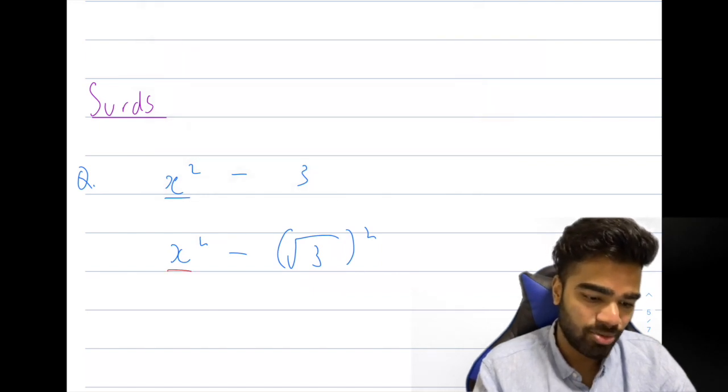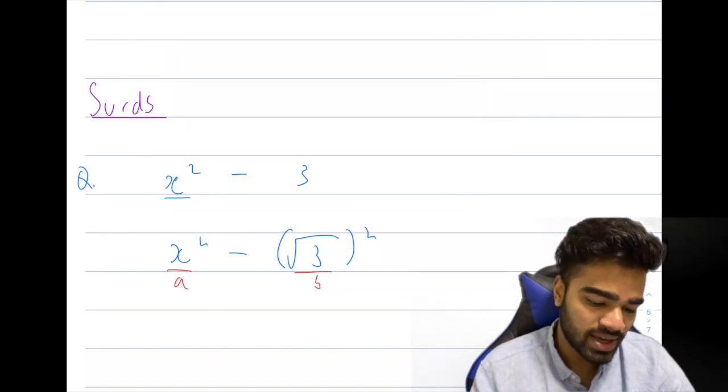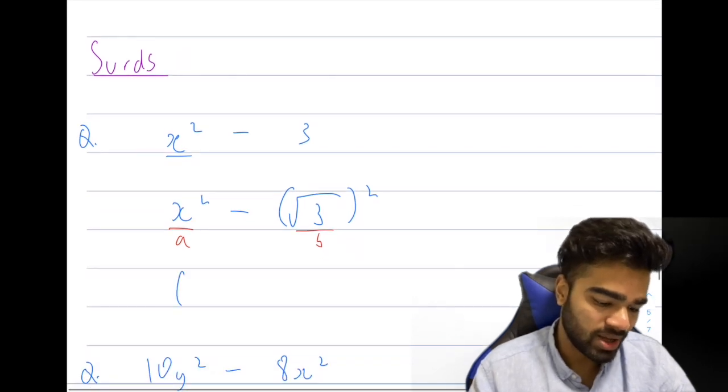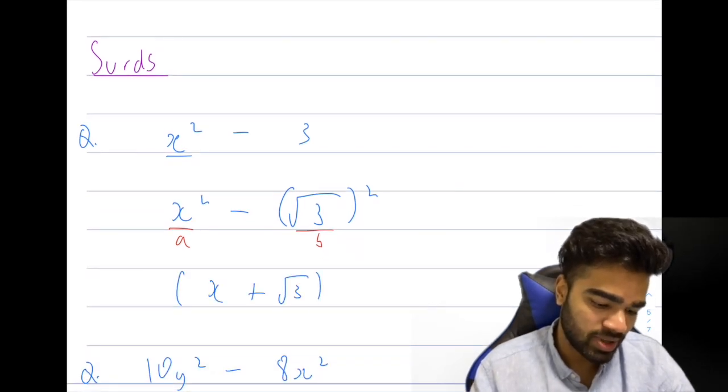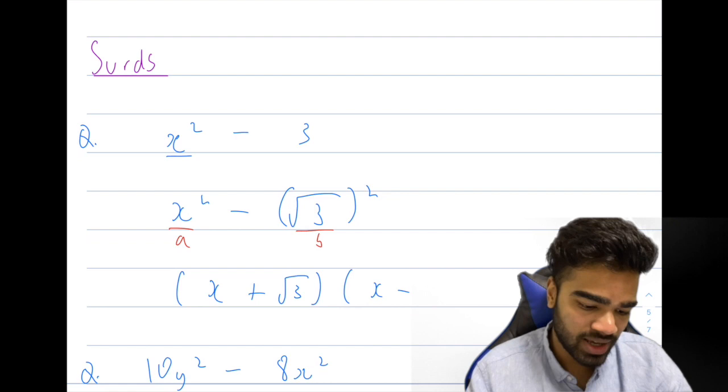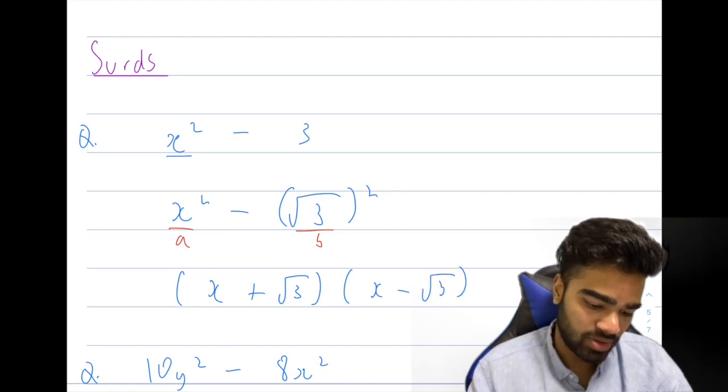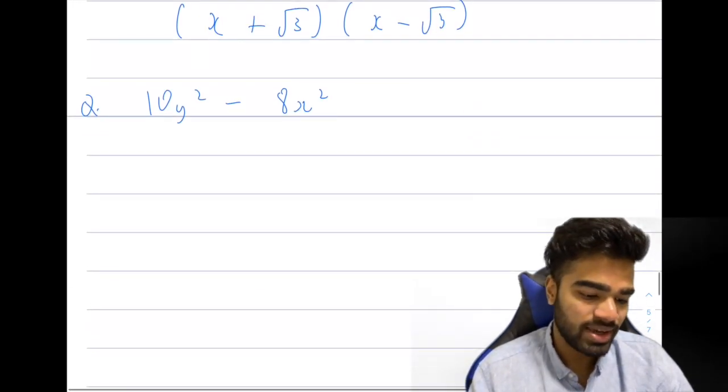In other words, it still remains the same. This is x, so this is a, and this is b. So you still use the same formula. It's going to be a plus b, so x plus root 3 this time because b is root 3, and x minus root 3. Simple as that. So again, here, next question.